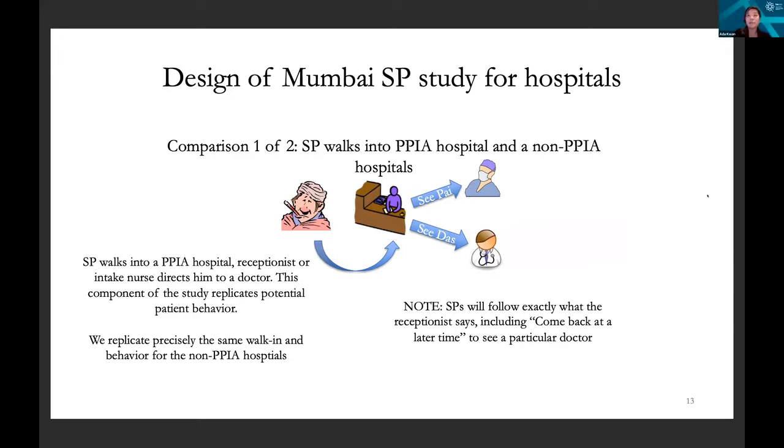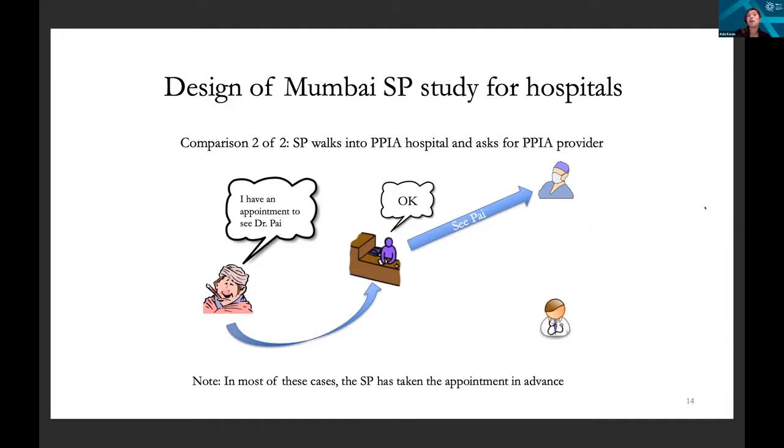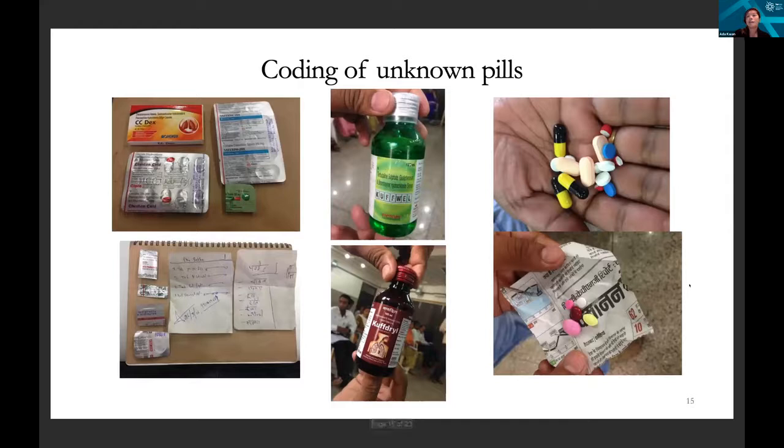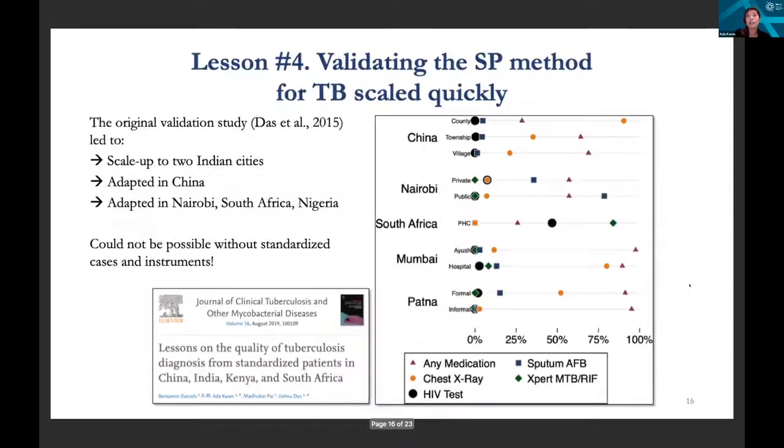Let me go up a little bit faster through these, but another example of sequencing activities is where we could compare walk-in visits, where a SP would just walk in and do what the provider or the receptionist would say, and we would compare that to an SP having a targeted appointment with a specific provider. And also doing things in sequence helped us identify unknown pills that came from these interactions.